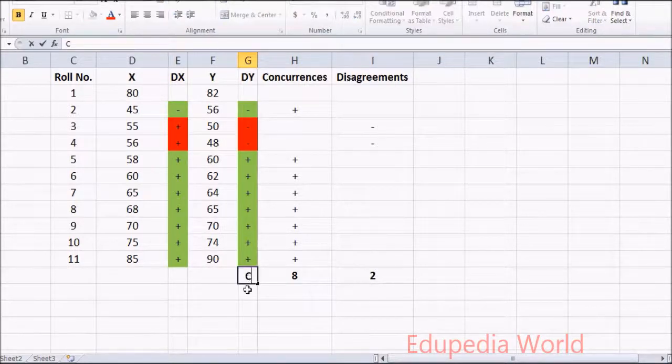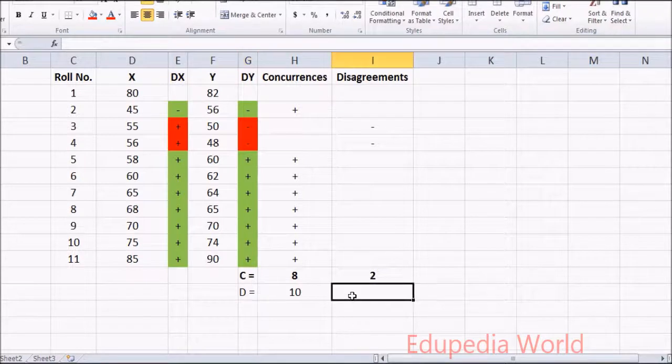So C is equal to 8, and what about my D? D will be equal to 8 plus 2, right? So D will be equal to the sum of these two, or you can also take it as n minus 1. My n here is 11, so it will be 11 minus 1, which is 10, the number of pairs which we have here. So 1 2 3 4 5 6 7 8 9 and 10. So either way, our D is equal to 10.